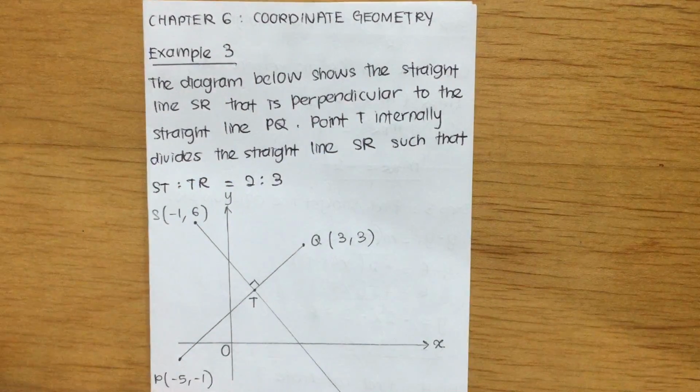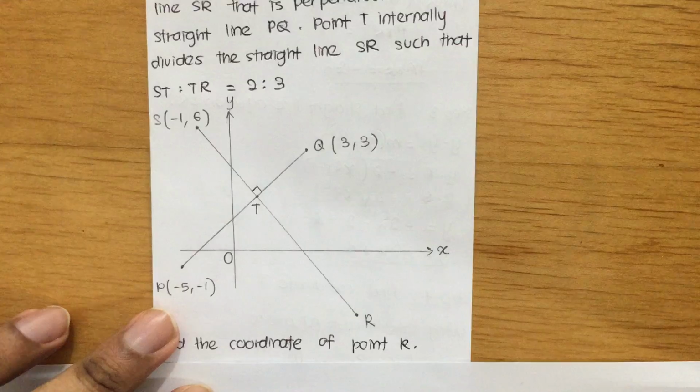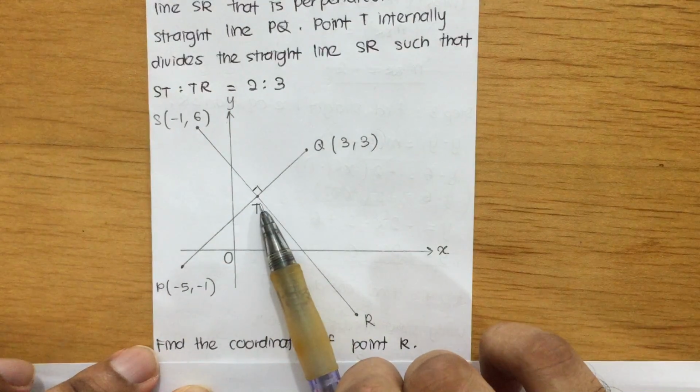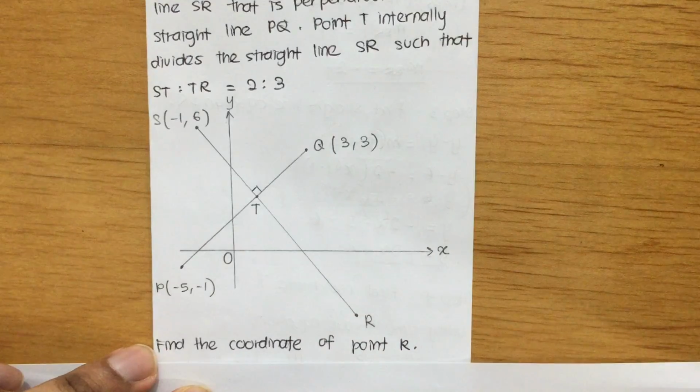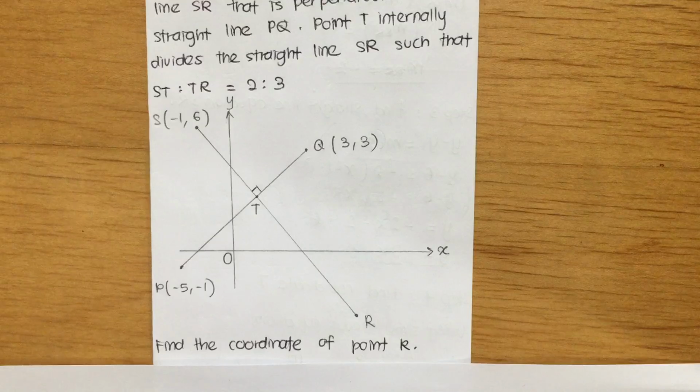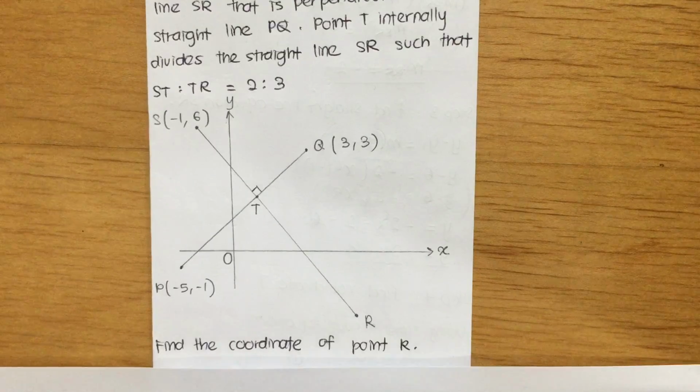So as you can see here, this is your point T, this is your point S, this is your point P, and this is your point Q. At the end over here, this is your point R. The question asks to find the coordinate of point R. That is the overall question which they ask.